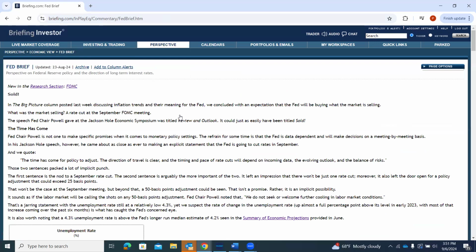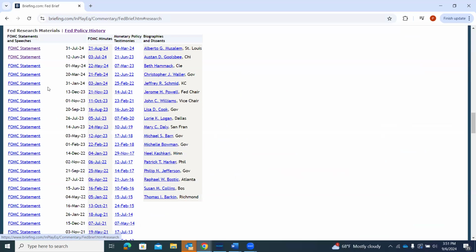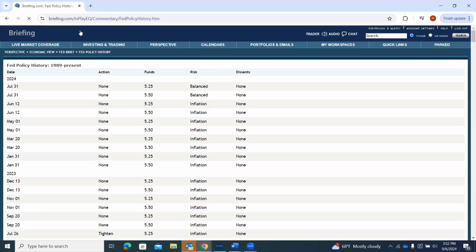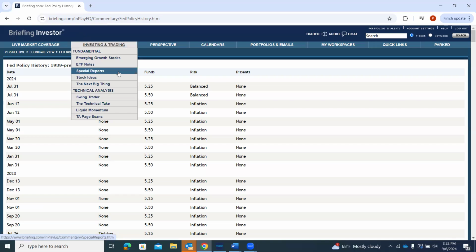The Fed Brief page provides a perspective on the Federal Reserve and other monetary policy matters. In addition, there is a research section that includes an archive of FOMC statements and speeches, FOMC minutes, monetary policy testimonies, and the biographies for current Fed members. There's a link as well that provides Fed policy history dating back to 1989.